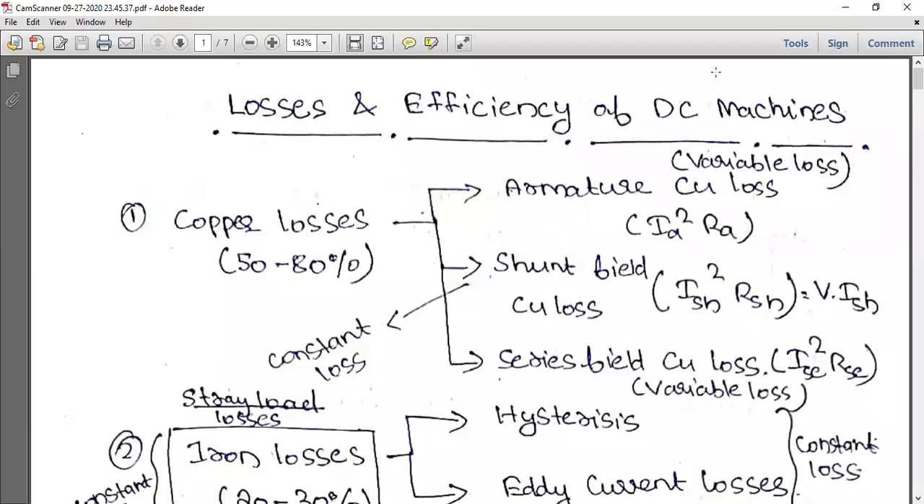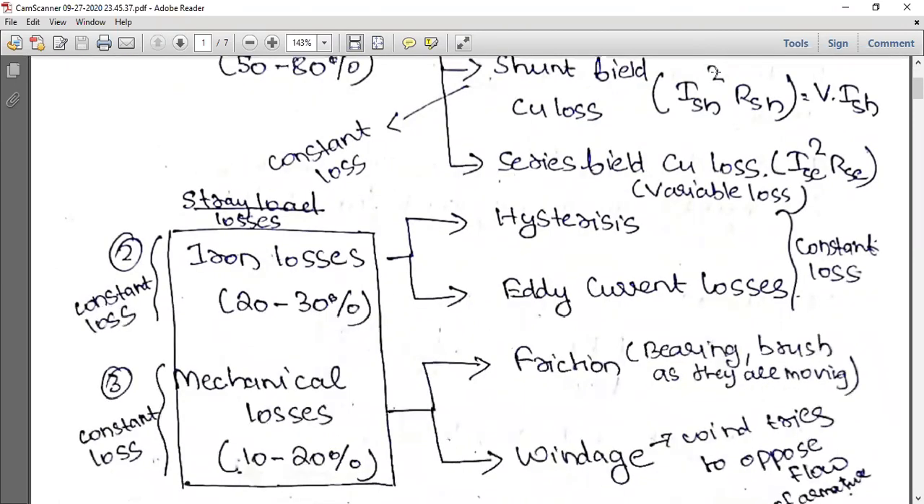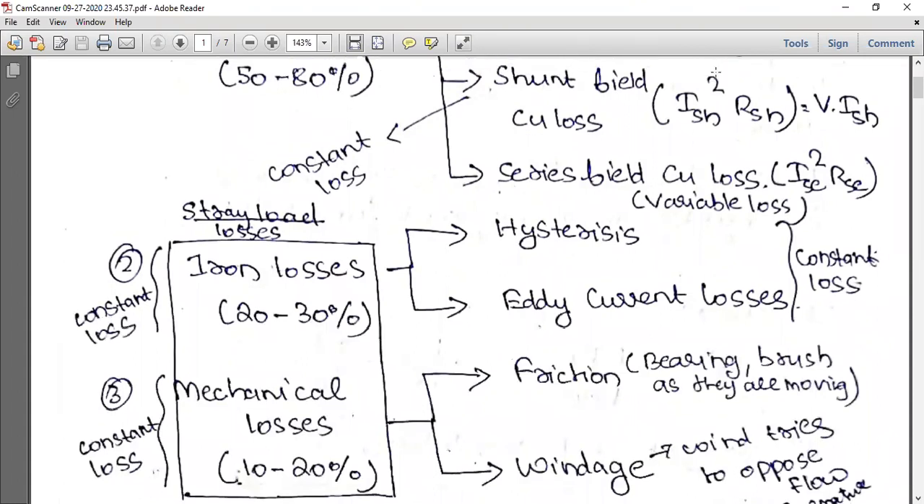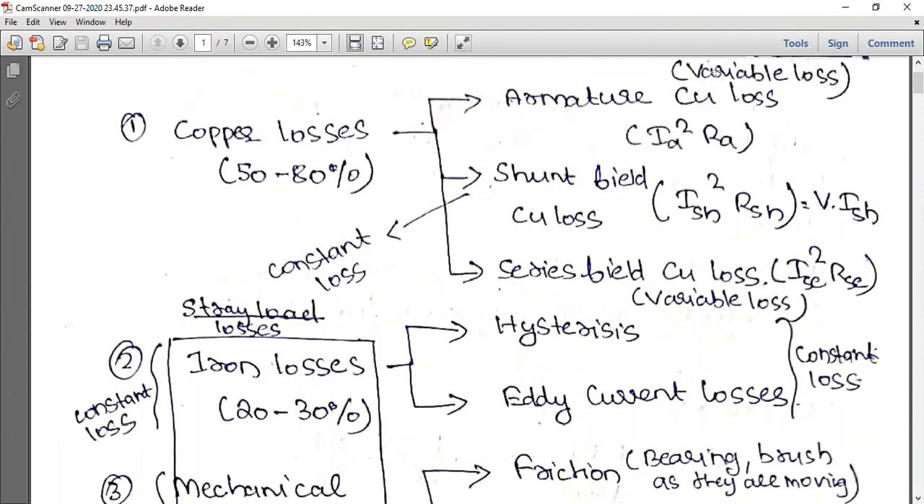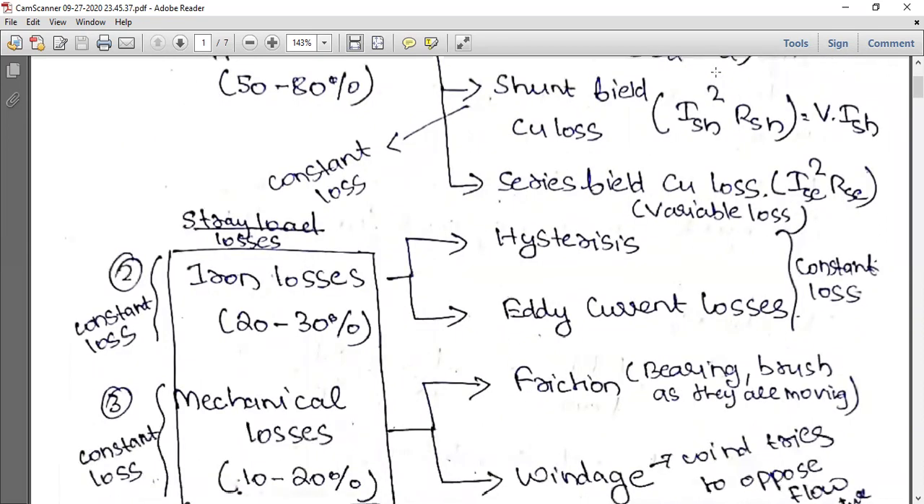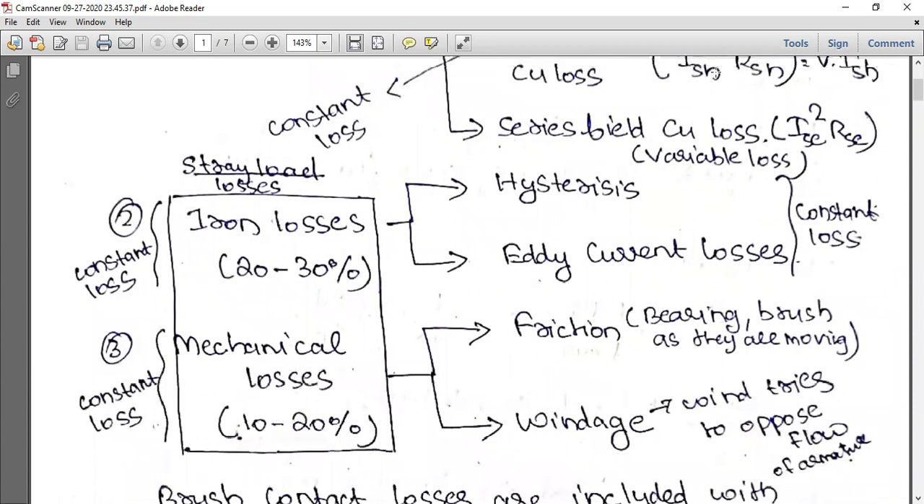Morning, students. In today's session, we'll be handling the losses and efficiency of DC machines, both the generator and motor. What are the losses, and how efficient they are in accordance with these losses, we will be considering. The losses mainly comprise copper losses, iron losses, and mechanical losses. If we consider the total losses to be 100%, then the copper losses will be 50 to 80%, iron losses will be 20 to 30%, and mechanical losses will be 10 to 20%.